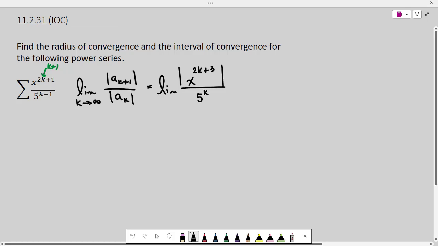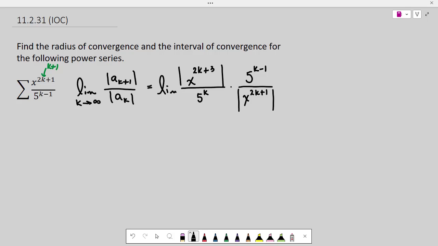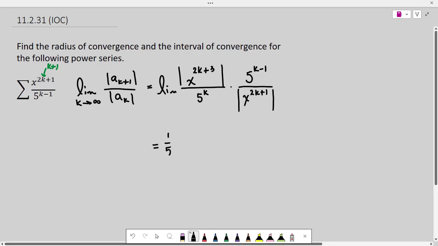Now we're going to flip a sub k. So we're going to have 5 to the k minus 1 over x to the 2k plus 1. And the x's have to have an absolute value. How many 5s and where? 1 5 in the denominator. We can factor it out to the front, in fact, since it's a constant.